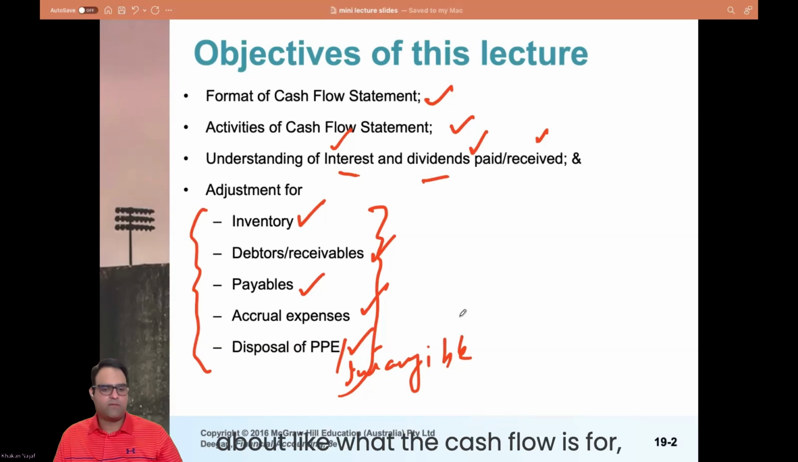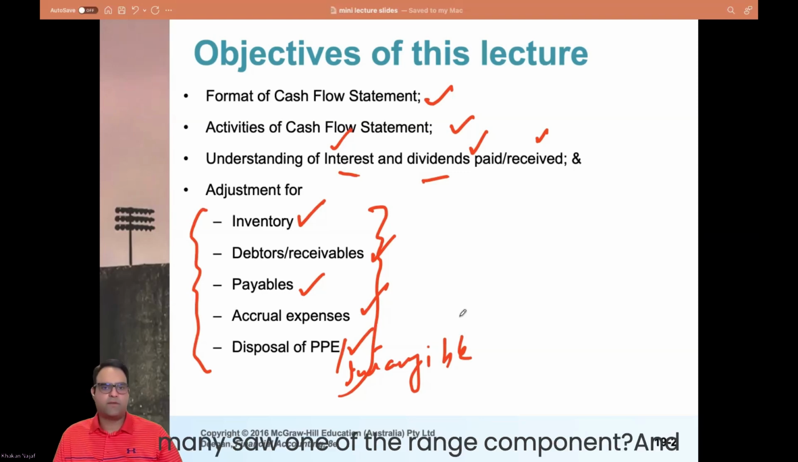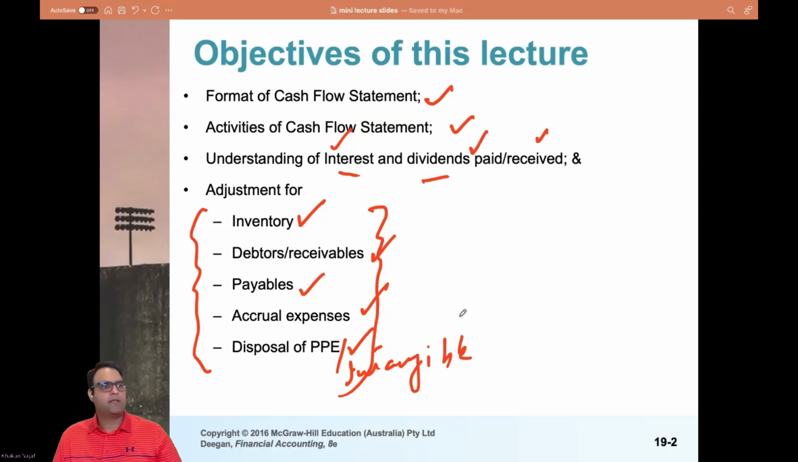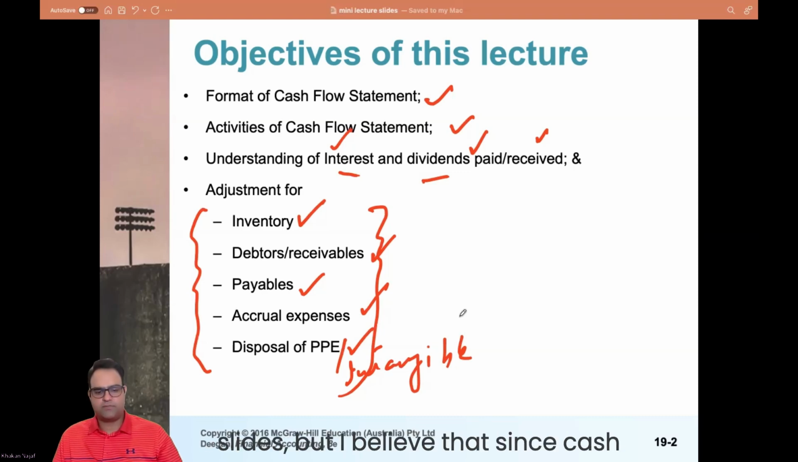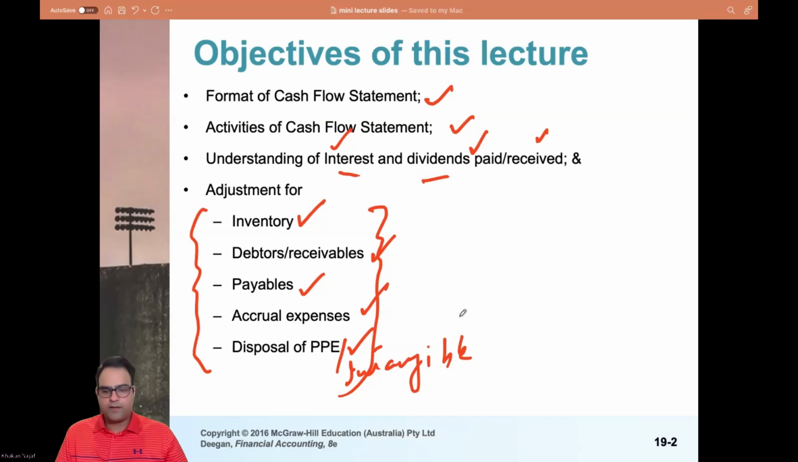That is more about what the cash flow statement is for, what its purpose is, and in which conditions we use it. Normally it's one of the main components. There is a lot of theoretical discussion in those slides, but I believe that since the cash flow statement is all about adjustments, I should spend more time on the actual adjustments.